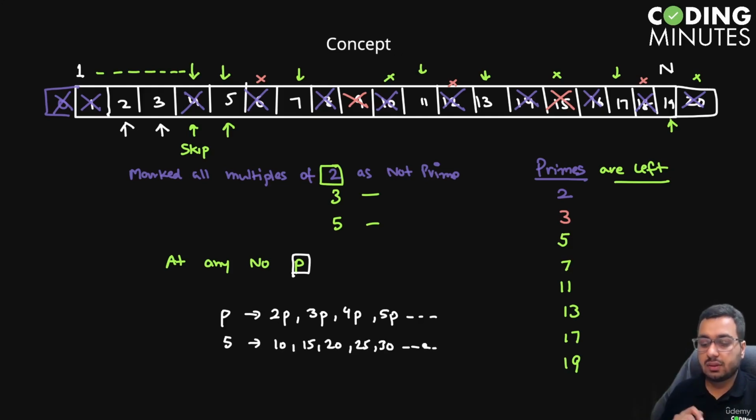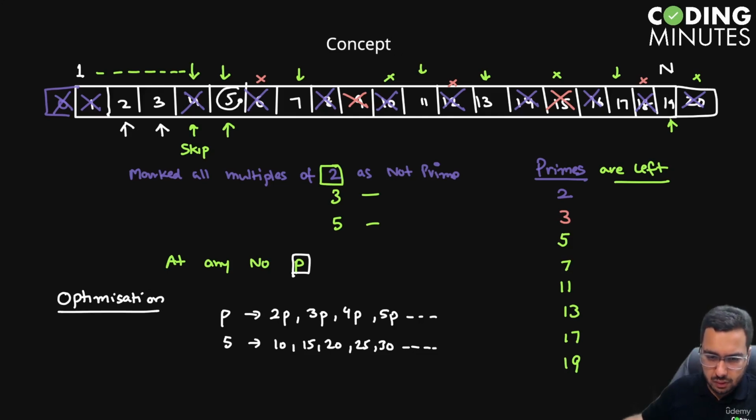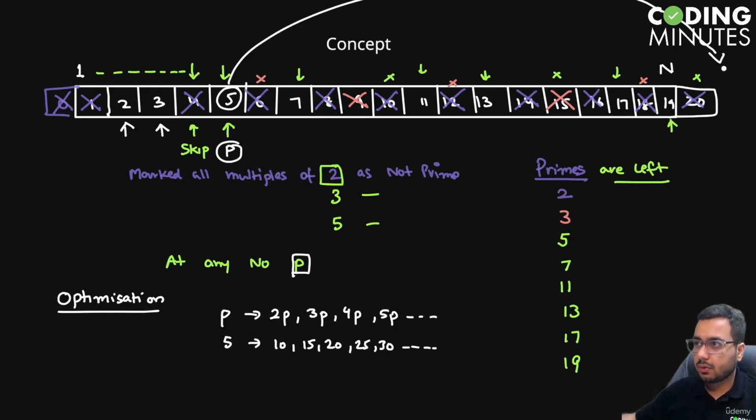But now there is one more optimization that we can do. Let me talk about an optimization. When we talk about 5 or any other number p, we saw that the first multiple that would be unmarked would be nothing but 25. 25 would be the first number that would be marked as not prime by 5.